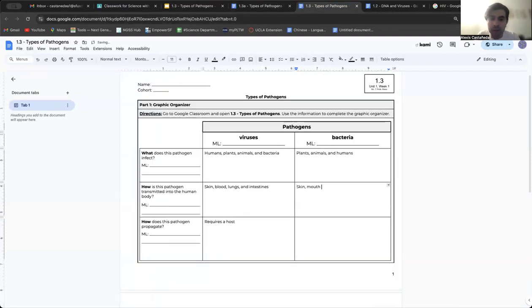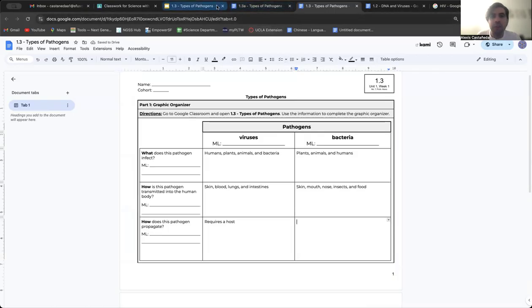Skin, mouth. So mouth is kind of like this. It's not quite the same as intestines, but your intestines are inside of your body. So skin, mouth, nose, which is the same as, right, your nose goes to your lungs. Insects. So insects, right? They bite you and they take blood. So that's kind of the same thing as blood. And food, right? Your intestines, things that you eat.